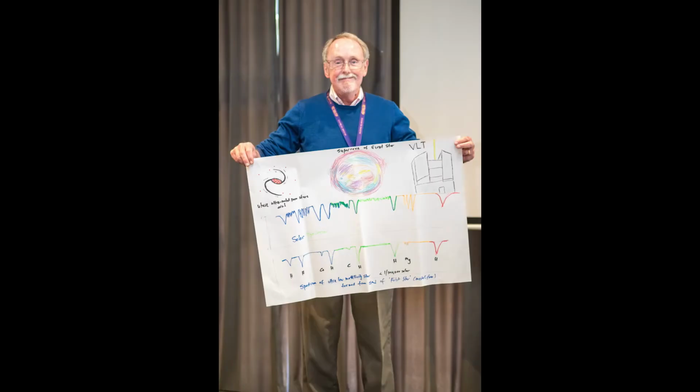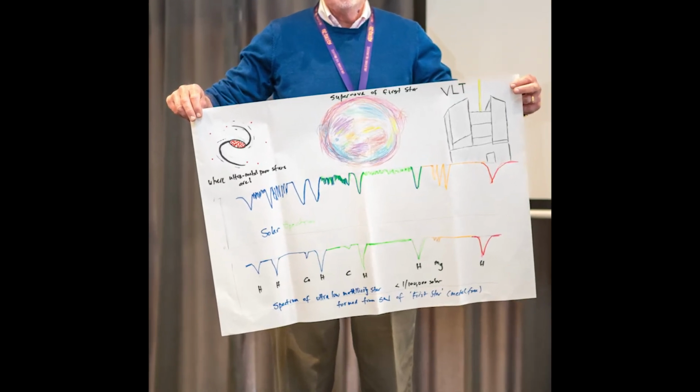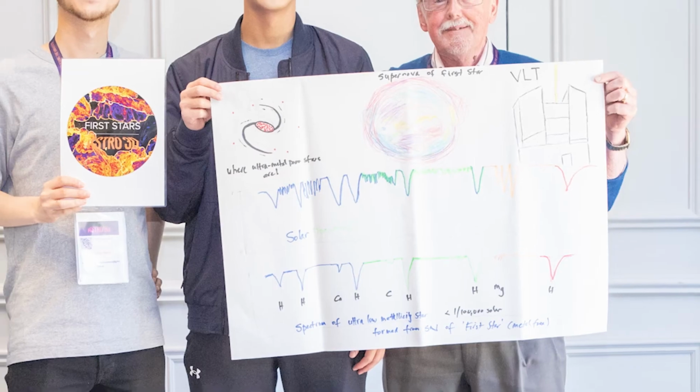Okay, this is first stars. So up at the top of the middle, you have a supernova of a zero metallicity star, which is exploding and sending elements out into the surrounding gas. On the right at the top is our galaxy, where all the ultra metal poor stars are found, mostly in the center of the galaxy with a few scattered in the halo. On the right is the telescope we observe them with, the VLT at ESO.